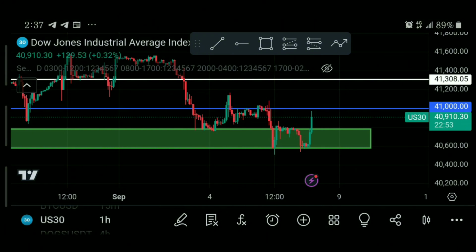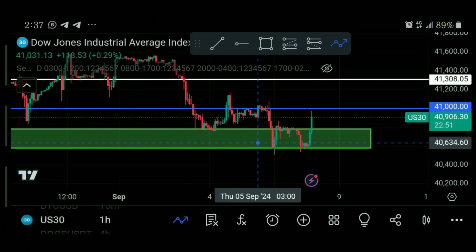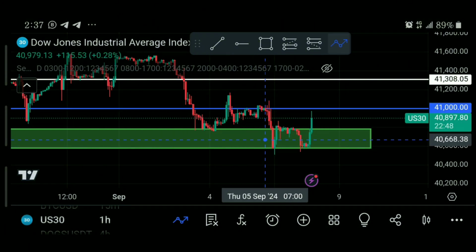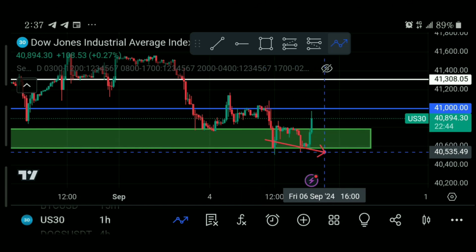So you can see there was a double bottom here. Double bottom.